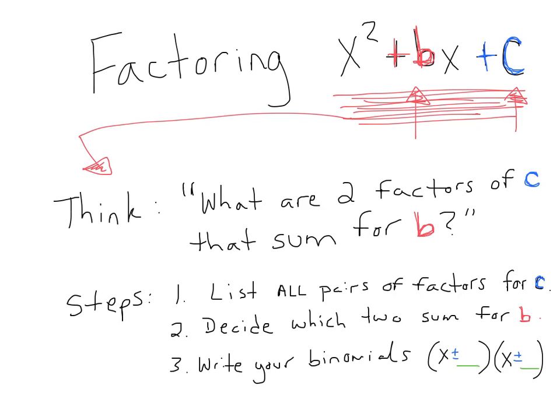And here are the steps. Step 1, list all pairs of factors for C. Step 2, decide which two of these factors will sum to B. And then finally, write your binomials down, where you have the x in first position, and then you simply list one of the factors to create a binomial, and then you list the other factor next to the other x in the second binomial. Pretty simple process.